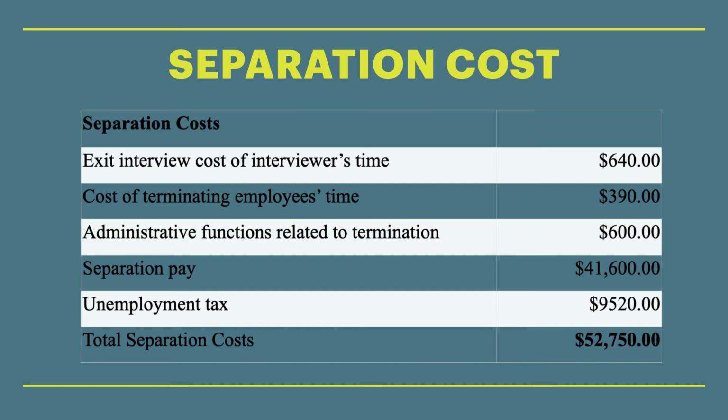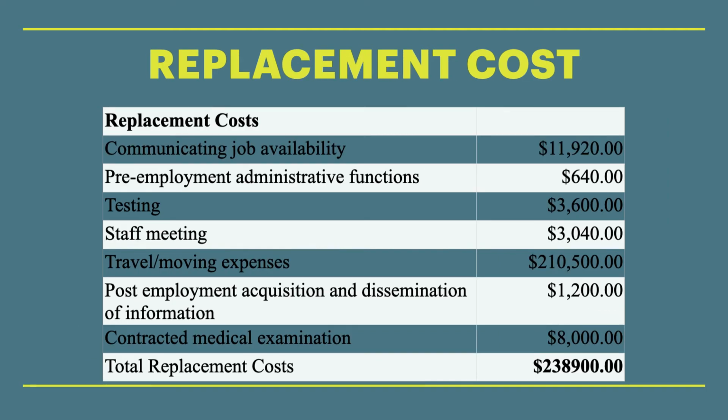Again, here we can see the anticipated separation costs for Ryan Inc. this year. Next, we can move on and talk about the replacement costs. Again, this will include things like communicating job availability, testing, moving expenses, and medical examinations. Based on preliminary and predictive calculations, we're looking in the neighborhood of $238,900.